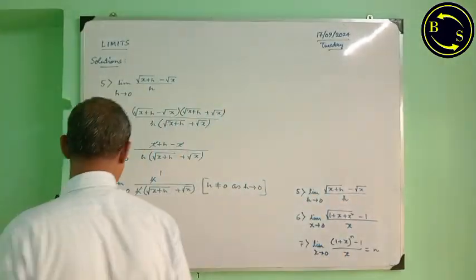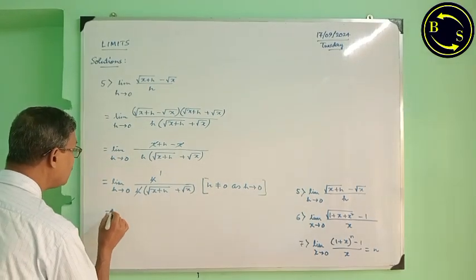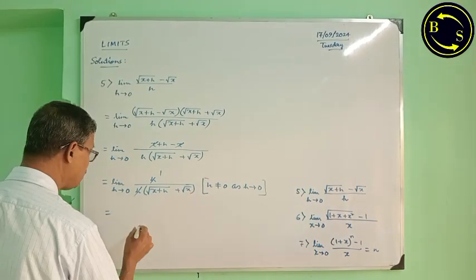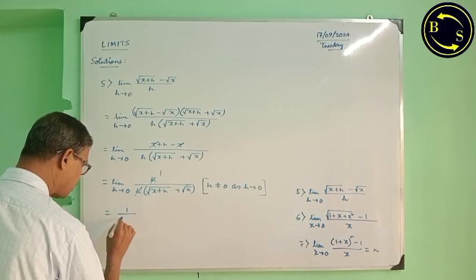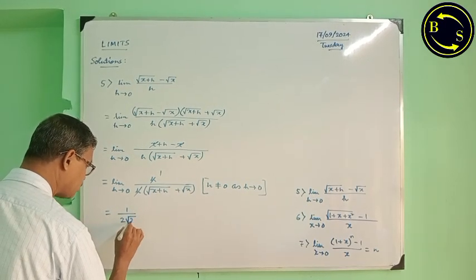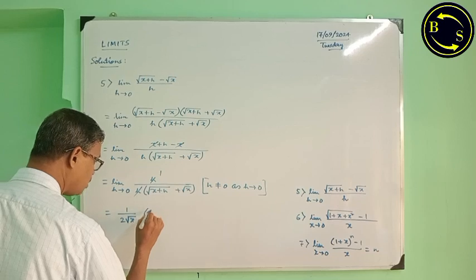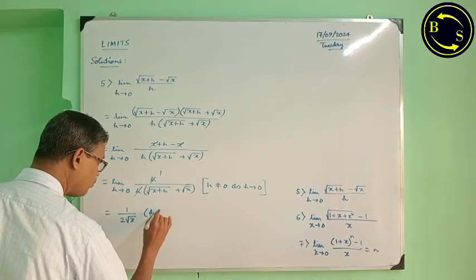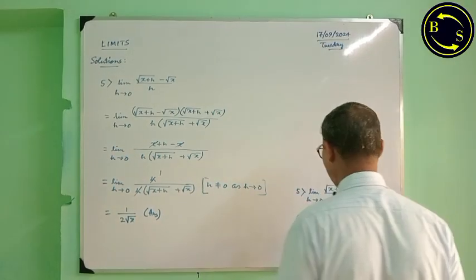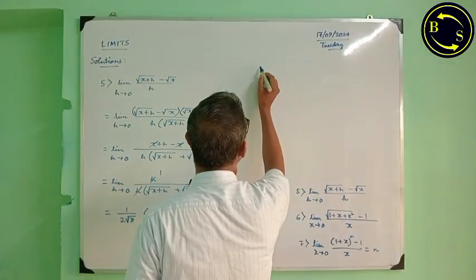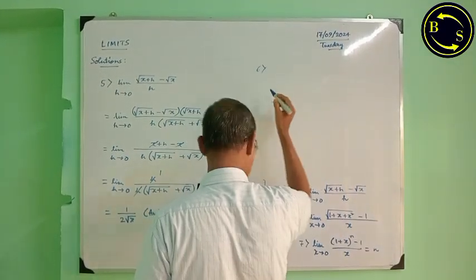Now we put finally h equal to 0 in this expression. We get root x plus root x, that means 2 root x. That is the answer. Thus we have solved number 5. Now I solve 6 here.